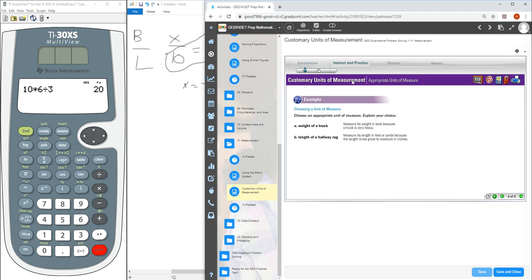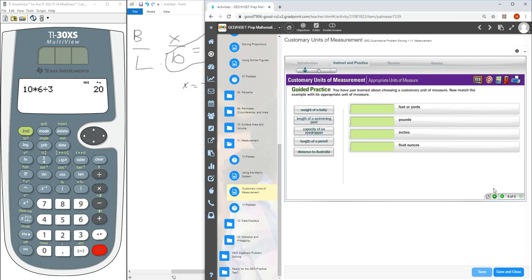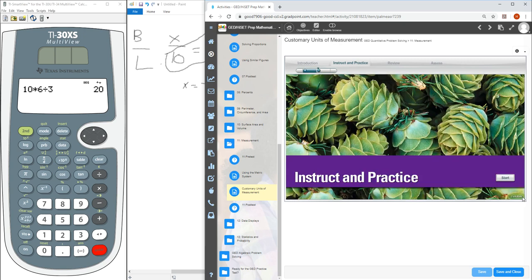And for this, like I said, this will warrant its own lesson, and we can look at that completely separately. Okay. So let's just real quick fly through this. Distance to Australia, that's not really going to work. Length of a pencil, I'm going to say inches. Capacity of an eyedropper, fluid ounces. Length of a swimming pool, feet or yards. Weight of a baby, pounds. Okay, good. So let's move through here, get to an example.